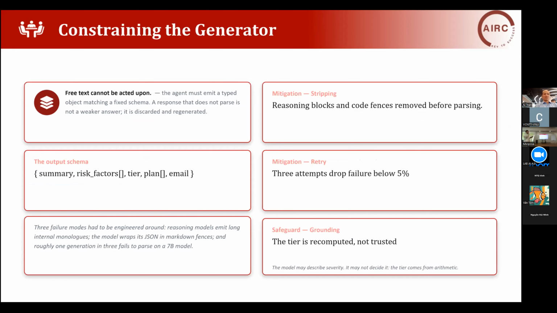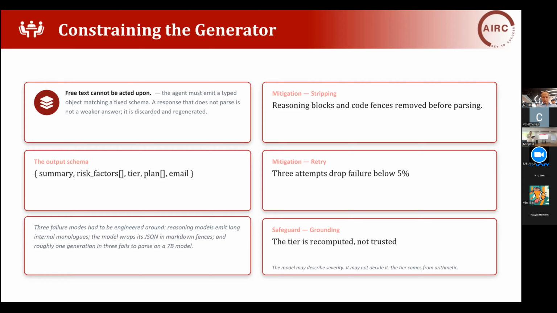So, the agentic layer as an engineering challenge. A language model returns text by default, so it cannot be stored or acted upon. We ask it to emit a typed JSON object matching a fixed schema: summary, risk factor, tier, action plan, and the mail we want to send to the student.